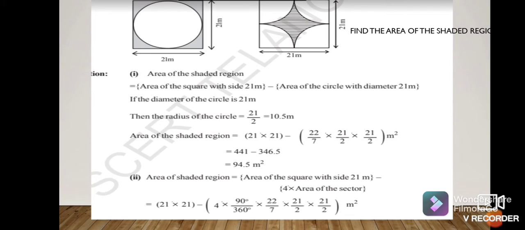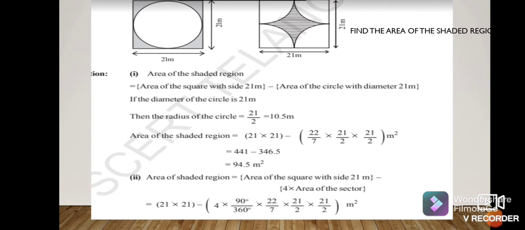Now see the important sums here. We have two sums. Find the area of the shaded region. The area of the shaded region is simply the area of the square with side 21 minus the area of a circle with diameter 21. Children, the circle is completely inside the square and touches the sides of the square. So we can say easily the diameter of the circle must be equal to the side of the square. By that way we can get the diameter of the circle.